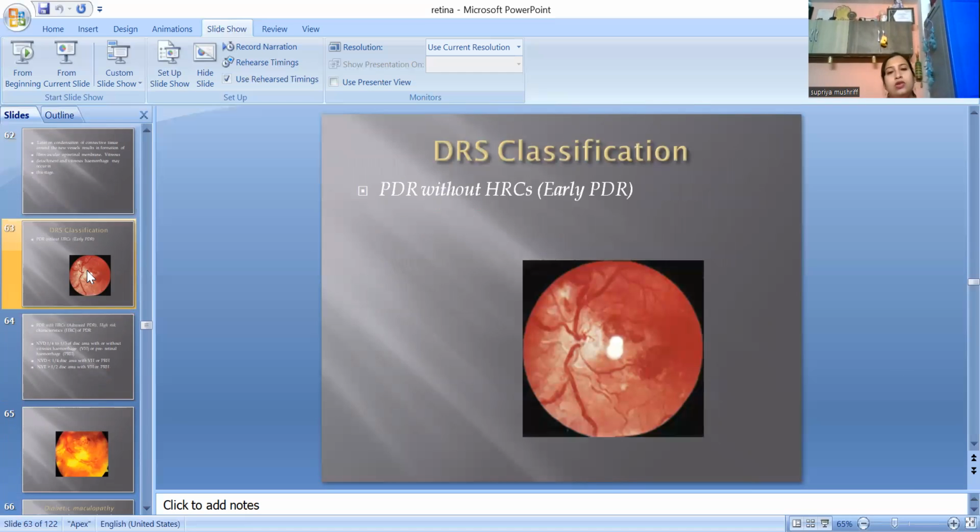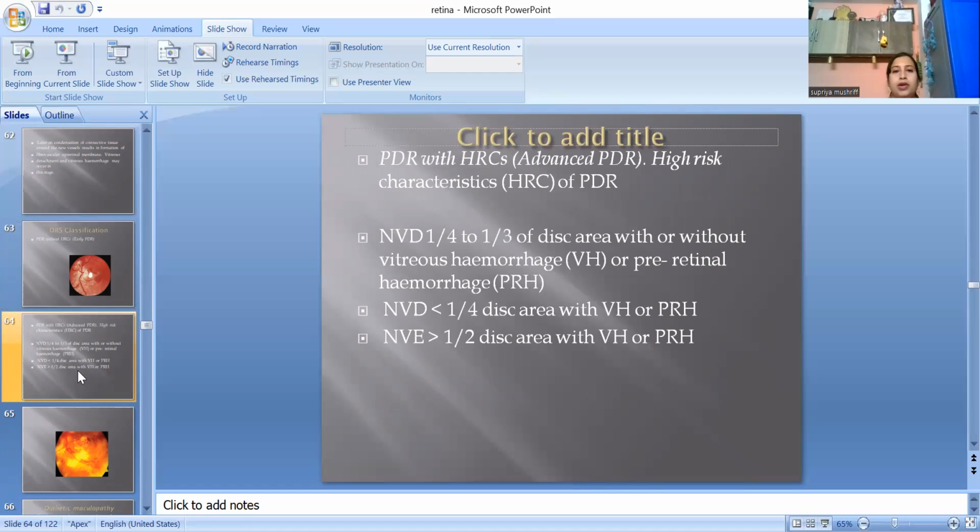Now, the other classification of diabetic retinopathy is the DRS classification, which includes PDR without HRC, that is high risk characteristics, which means early PDR. This is the picture showing early PDR. Second is PDR with HRC, that is high risk characteristics, which includes advanced PDR. High risk characteristics of PDR include any one of the following three.